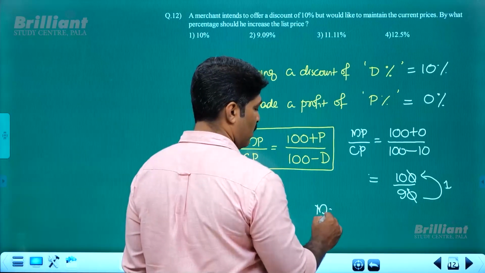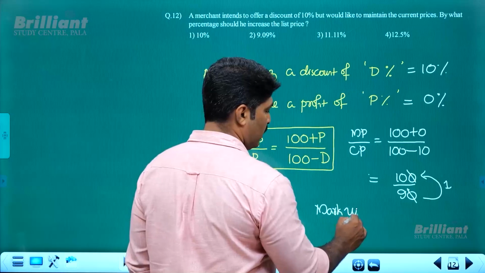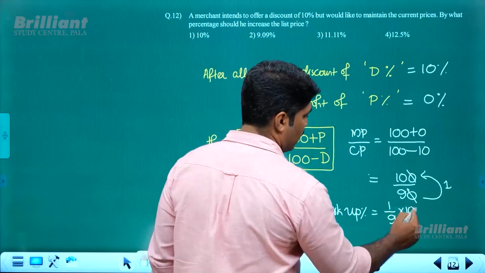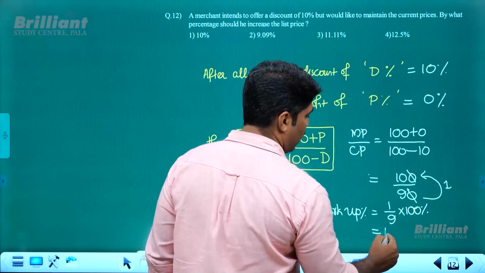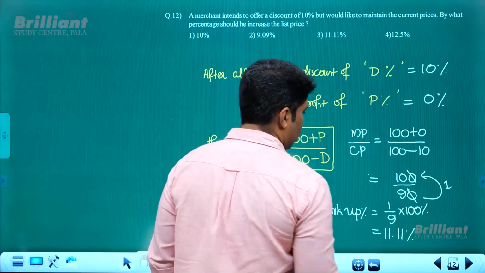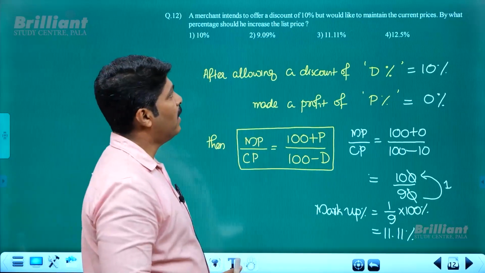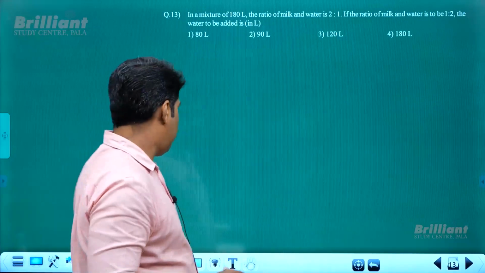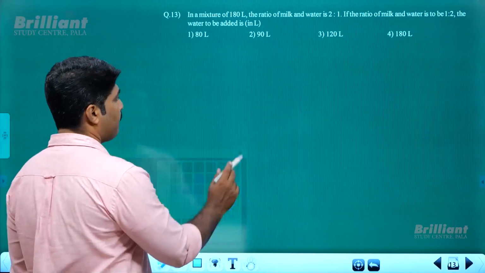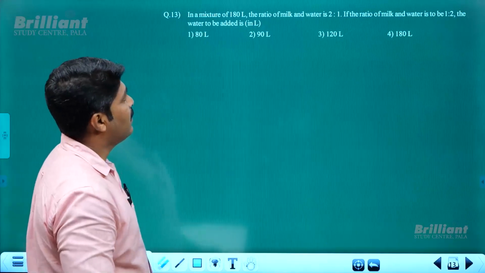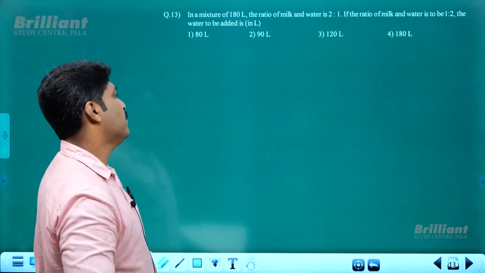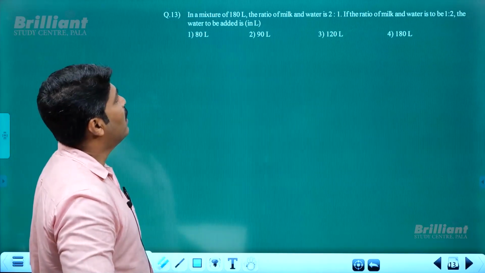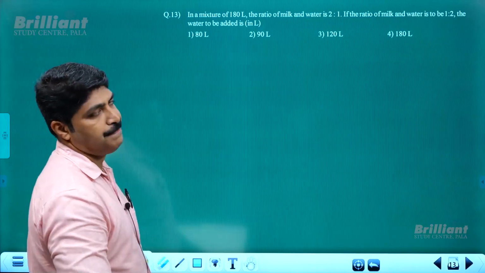So here markup percentage, that is 1 by 9 into 100. So that is equal to 11.11%. So you can keep this result in your mind. With the help of this result also you can find out the answer. So next question. In a mixture of 180 liter, the ratio of milk and water is 2:1. If the ratio of milk and water is to be 1:2, the water to be added is.